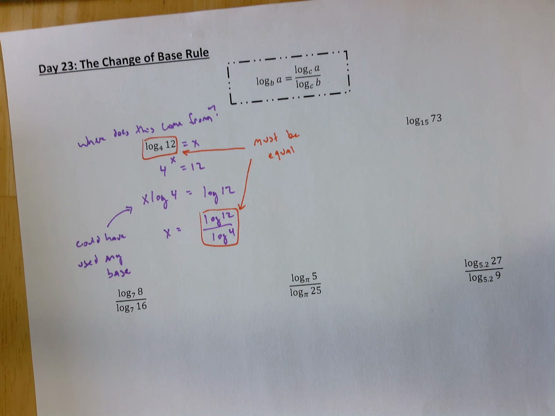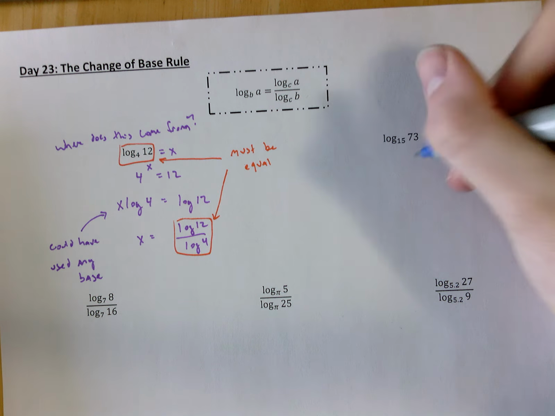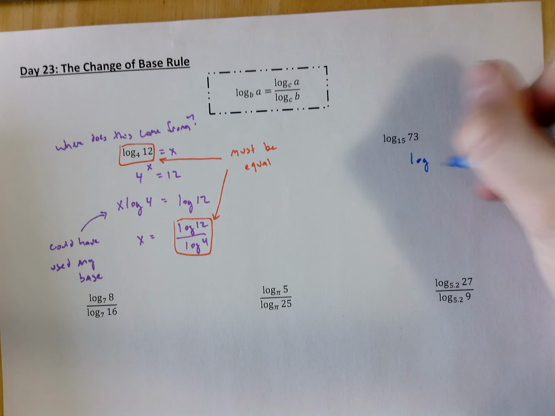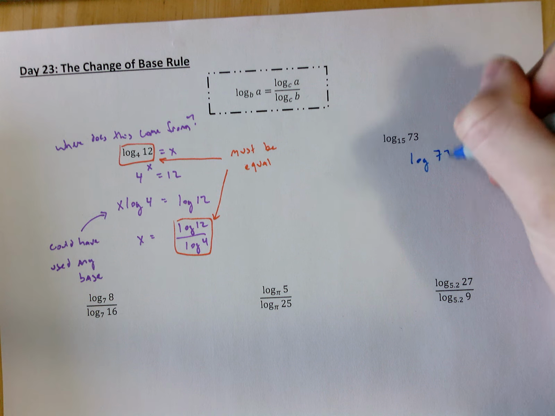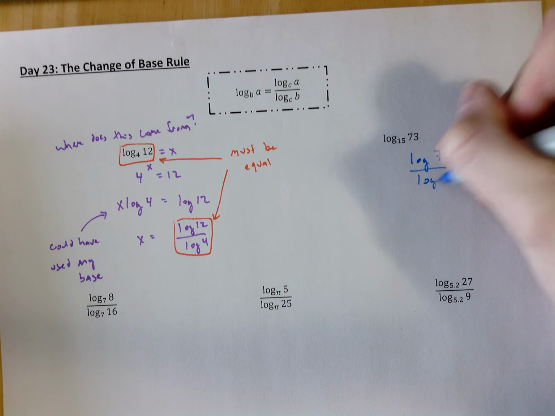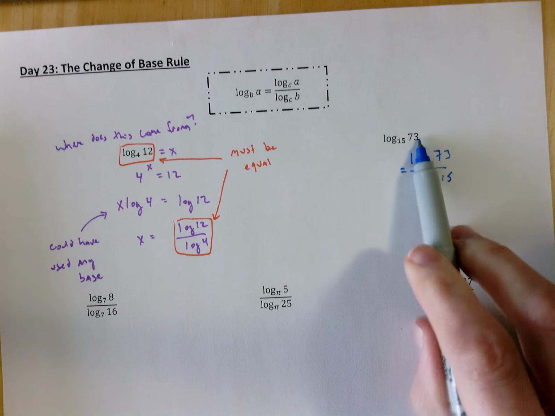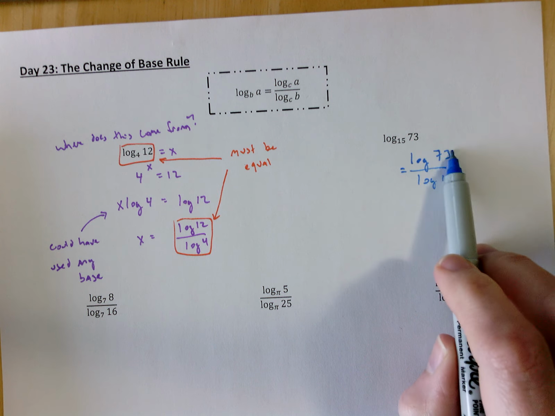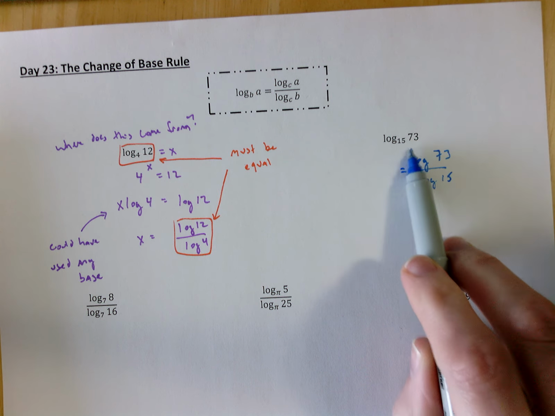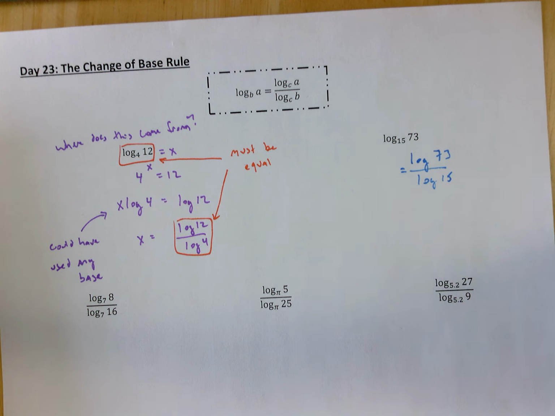Great, so let's take a look at some of these in action. As an example, I can rewrite this as the log of any base number you want. I'm going to stick with base 10, of 73 divided by the log of 15. So it's always the log of the larger sized number, the larger font size, divided by the log of the smaller font size, if you will. So log of argument divided by log of base.